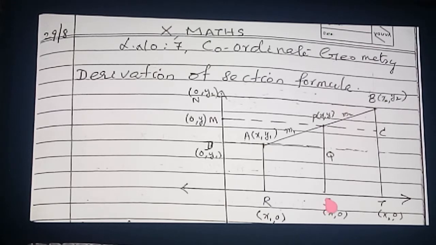Similarly, the value of ST, the distance between S and T, what will come? The number corresponding to T minus the number corresponding to S. That means x2 minus x. That is the same as PC. Okay. Similarly here MD, the distance between M and D, is equal to, this is the greater number, y minus y1, that is the same as PQ.